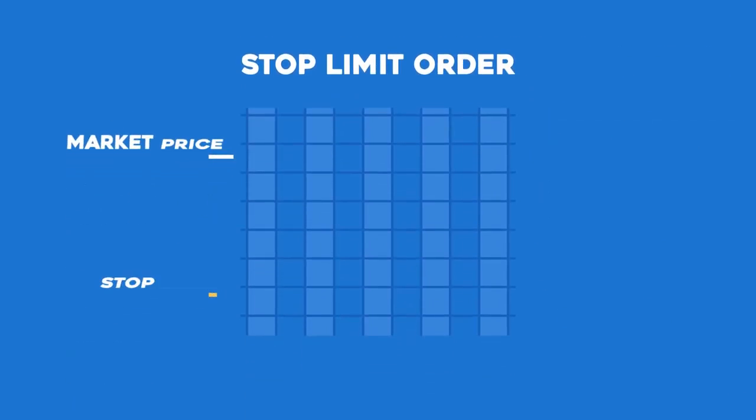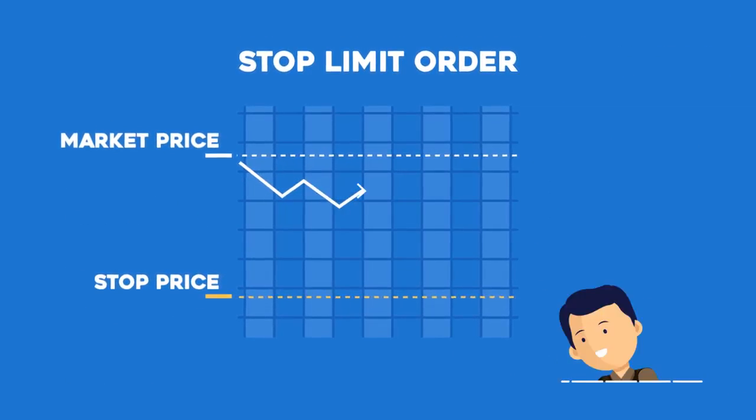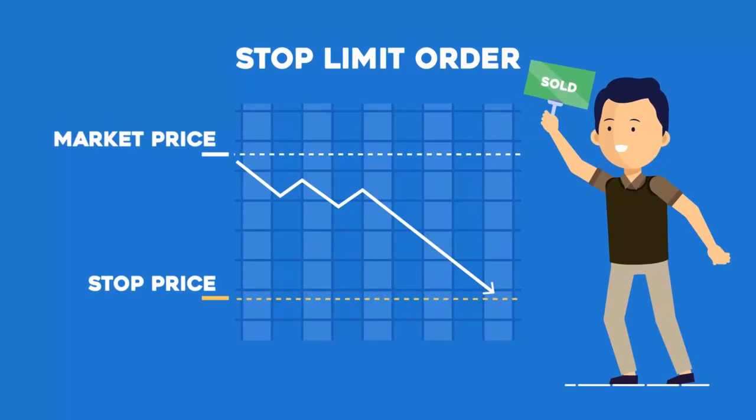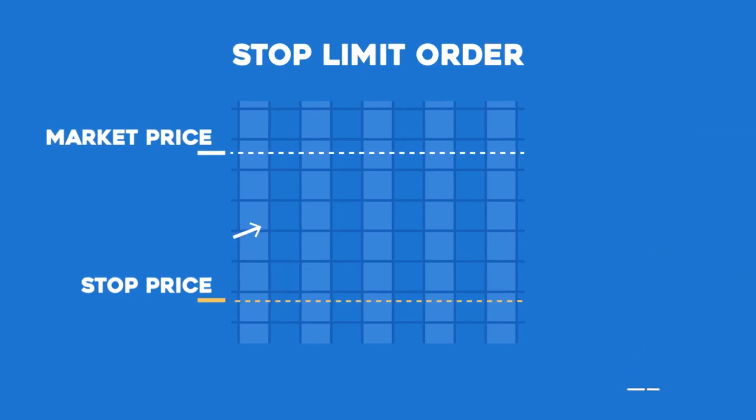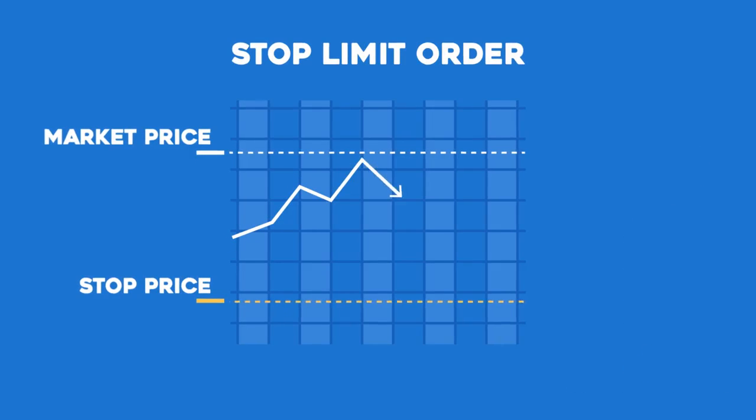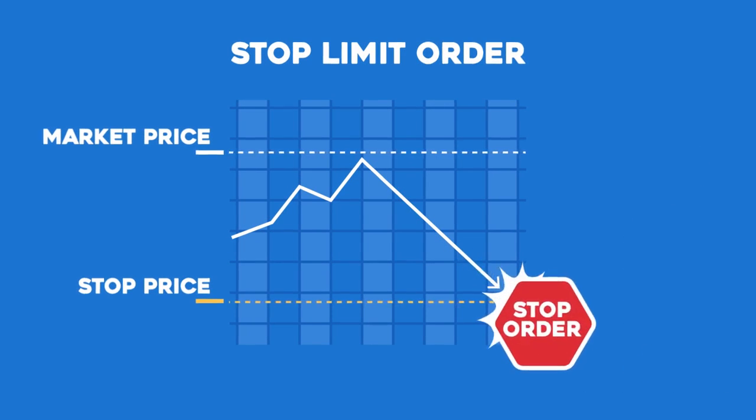Similar to a stop order, a stop limit order also adds a limit to the price at which you sell your stock. This gives you even more security. If a stock price drops to a certain point, this triggers the stop limit order. The trade is only executed at the limit price or better.